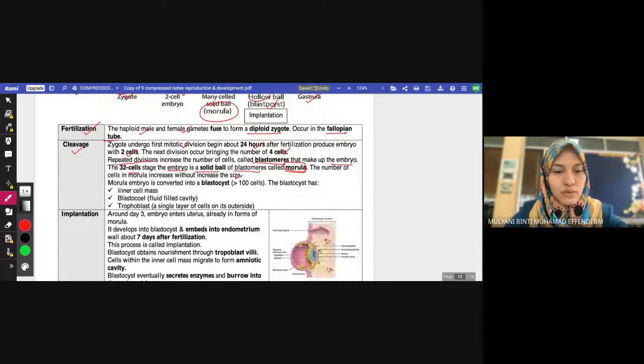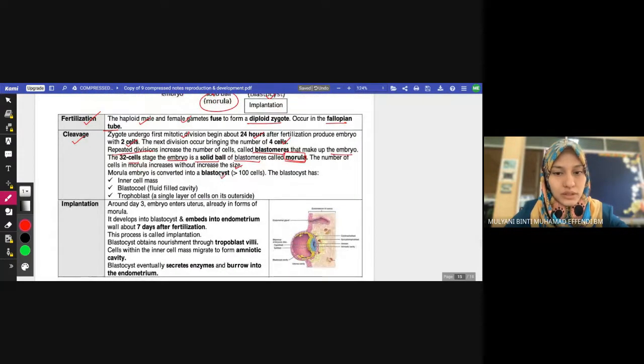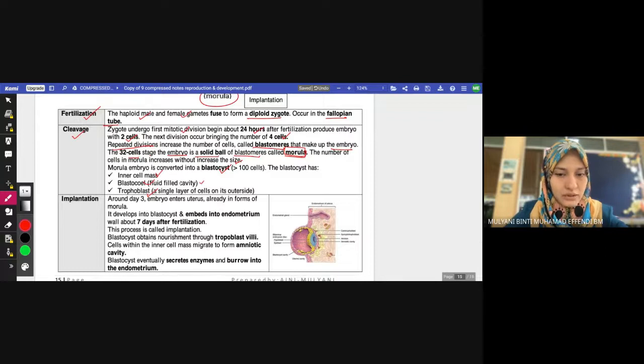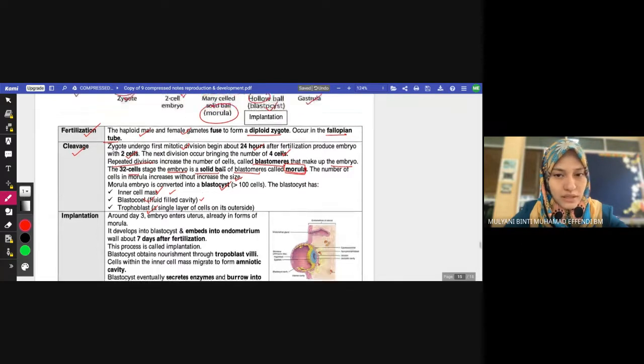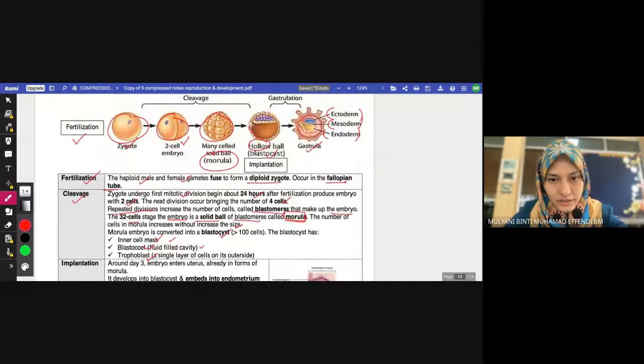Okay. So morula embryo is converted into blastocyst. Okay, so the blastocyst has inner cell mass, blastocele dan trophoblast. Okay, yang kawasan kosong tu blastocele, kawasan yang ada sel banyak tu dipanggil sebagai inner cell mass. Okay, and the last one, trophoblast tu adalah the layer ni lah. Ni layernya. Ni satu layer lapisan lah.